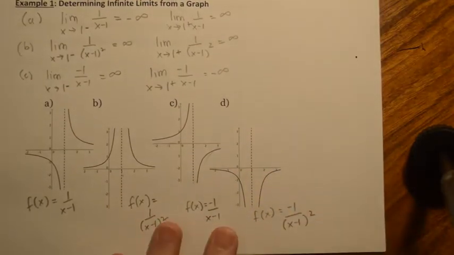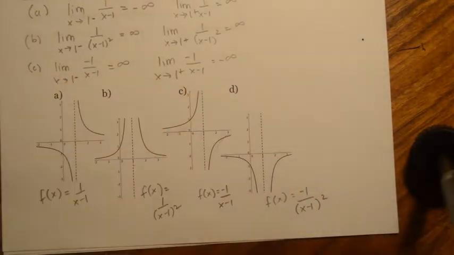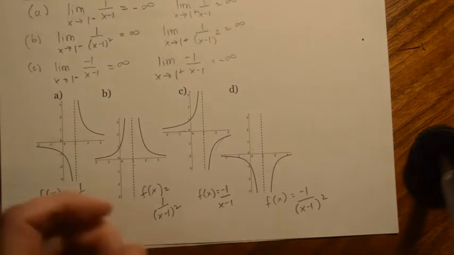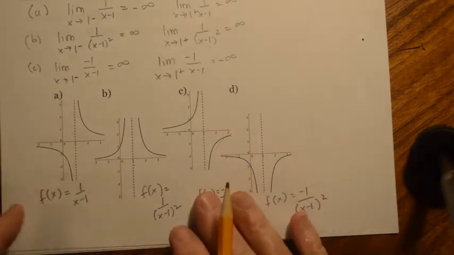I'm not going to write D. I think you could probably write that out just like we did here. All right, so these are the different possibilities that could happen.